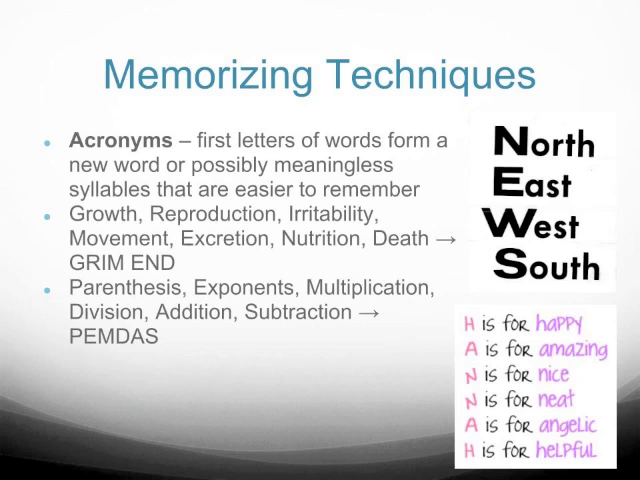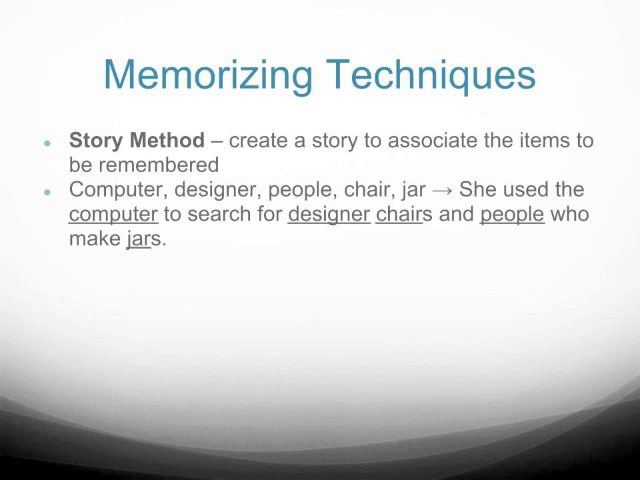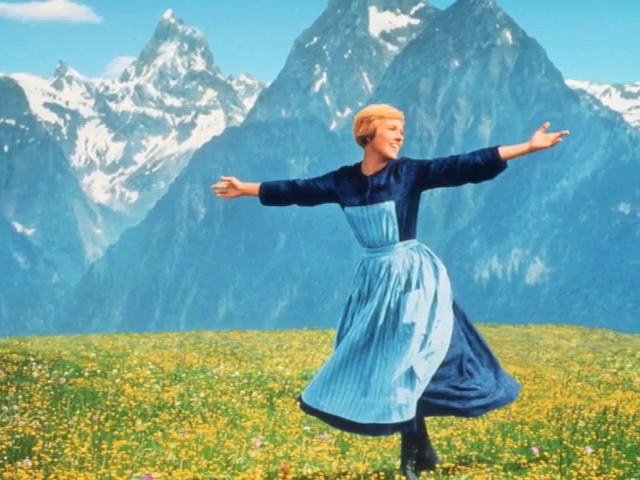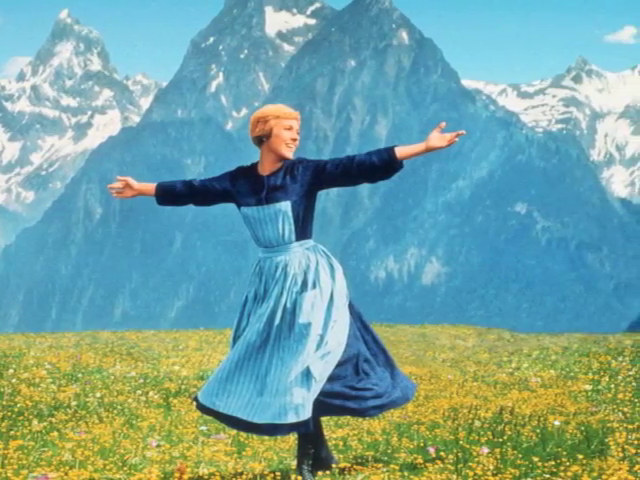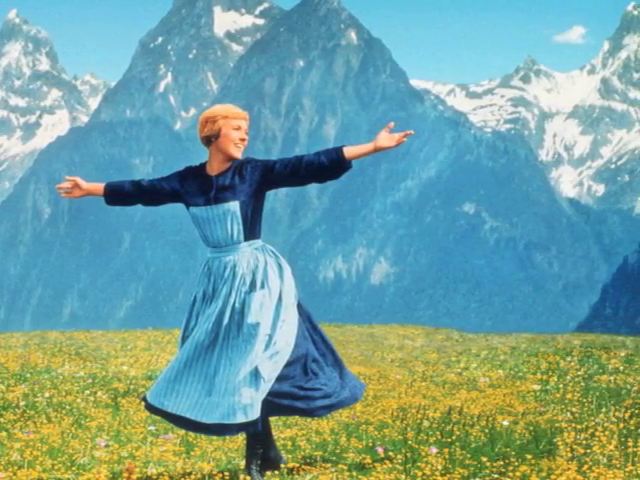Another example is using acronyms, which means the first letters of the words form a new word or possibly meaningless syllables that are easier to remember. For example, NEWS, which stands for north, east, west, and south. The story method makes use of a story to associate items to be remembered. For example, in The Sound of Music. Do, a deer, a female deer, re, a drop of golden sun.